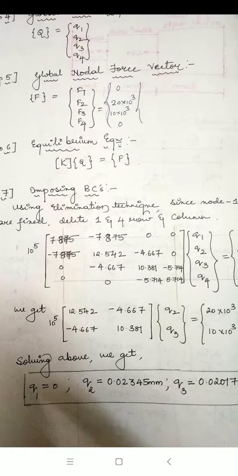Next, step number 7, applying boundary conditions. This problem we are solving by the elimination approach, so we have to eliminate particular row and column numbers. Which row, which column do we have to eliminate? That is the question. Wherever the displacement is known for us, at that particular node, that particular row and column number have to be eliminated.